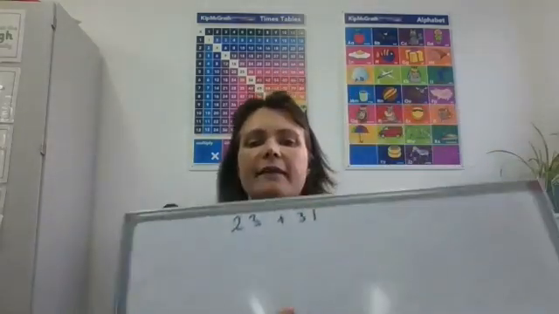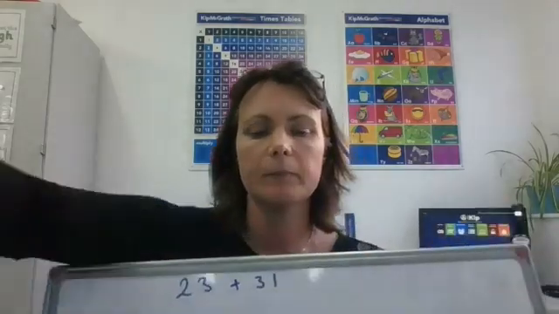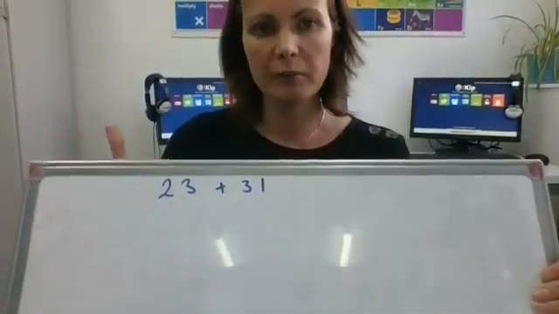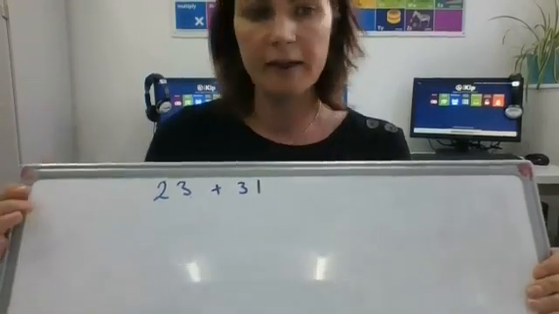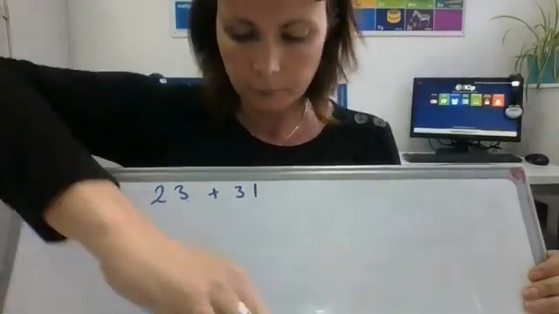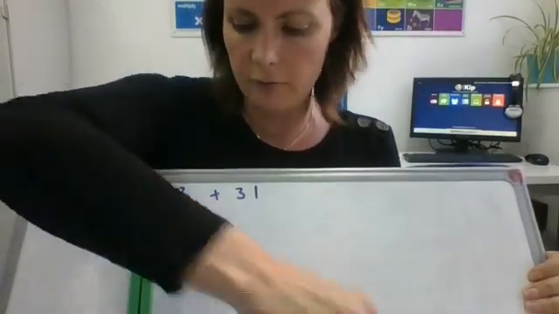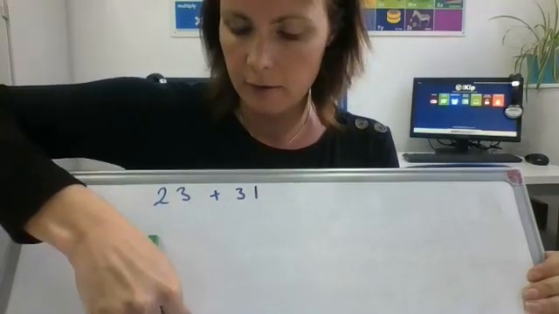So the way partitioning works is, say you have this equation. I've got 23 plus 31. I'm going to do this with my Dienes blocks because we understand the Dienes blocks now, and they're good ones to practice with. So I'm going to make my 23: 2 tens, 3 ones. We've practiced this quite a lot together.